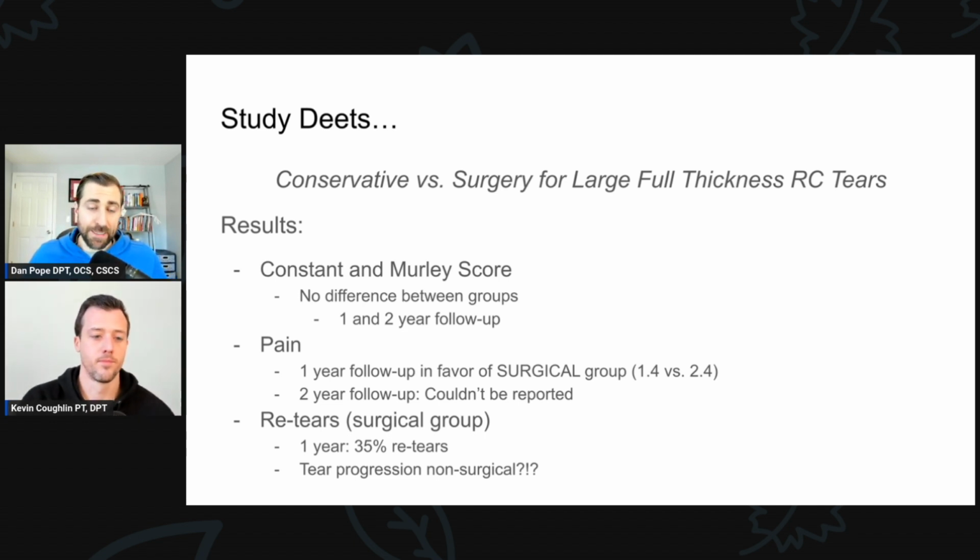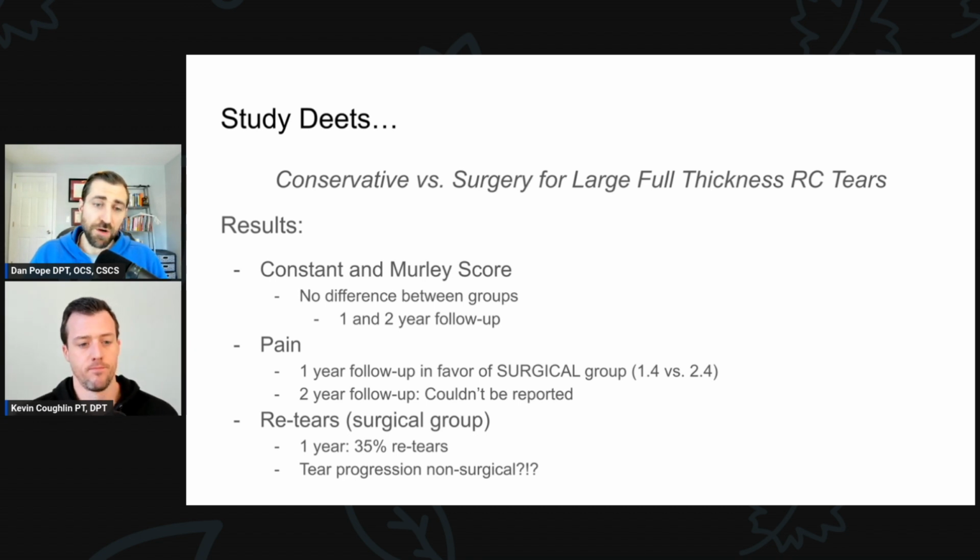Because pain at the 1 year follow up was actually in favor of the surgical group, right? And I always think looking at these numbers is important, because it's statistically significant, but the difference is not huge, right? In the surgical group, the average pain was 1.4 on a 0 to 10 scale, and in the non-surgical group, it was 2.4. That's literally 1 point higher, which is significant, but how significant, right? So it was a little bit better for the surgical group.